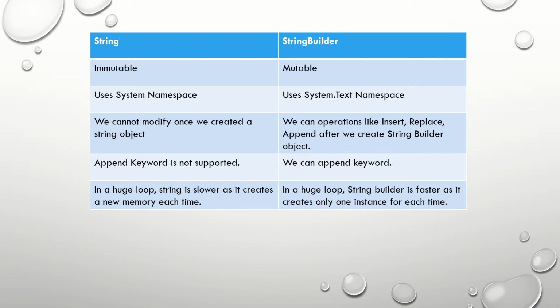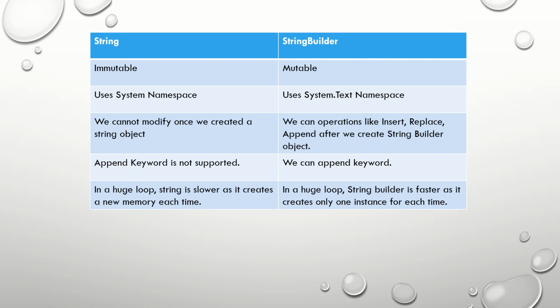Once we create a string object, we cannot modify it, but with StringBuilder we can perform operations like insert, replace, and append even after we create the StringBuilder object. Append is not supported in string, whereas in StringBuilder we can append. In a huge loop, this is very important. String is slower as it creates new memory each time, whereas StringBuilder is faster, and this is the main key difference: in a huge loop StringBuilder is faster as it creates only one instance.